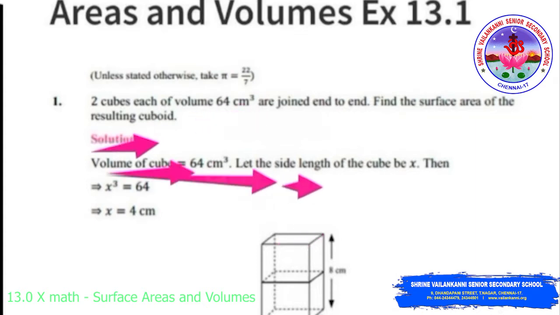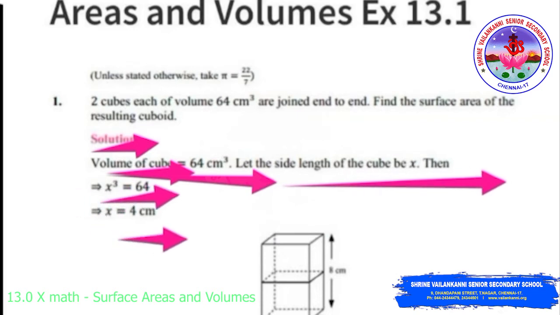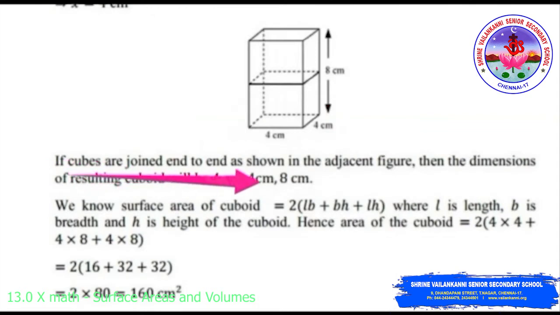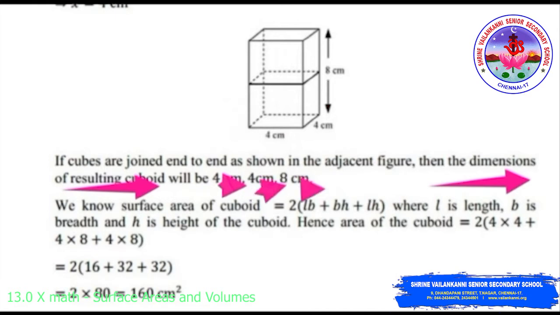So let the side length of the cube be x. x³ is equal to 64. x is equal to the cube root of 64, which is equal to 4 centimeter. So I got the side of the cube as 4 centimeter. Now I want to find out the surface area of the resulting solid. Cubes are joined end to end. Dimensions of the resulting cuboid will be breadth is equal to 4, height is equal to 4, and length is equal to 8 centimeter, where the length can be got by adding two sides of the cube.